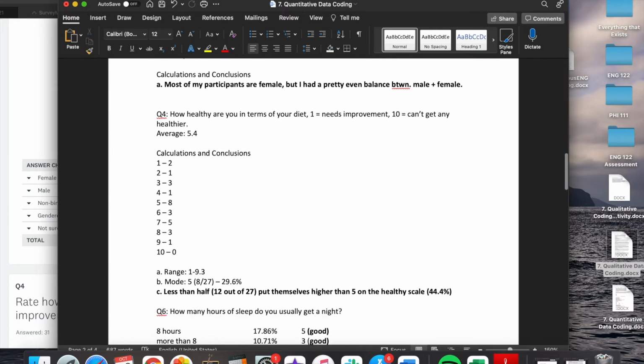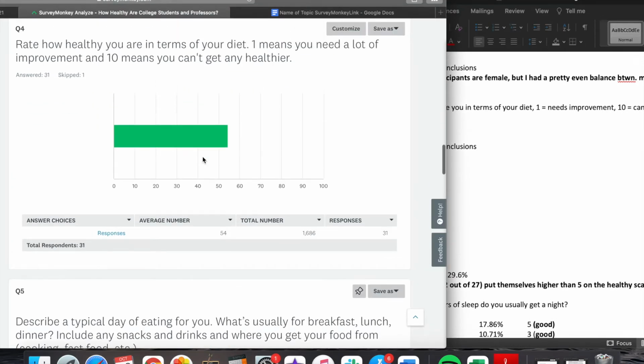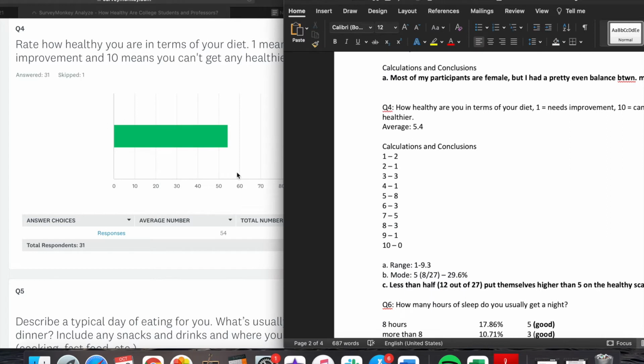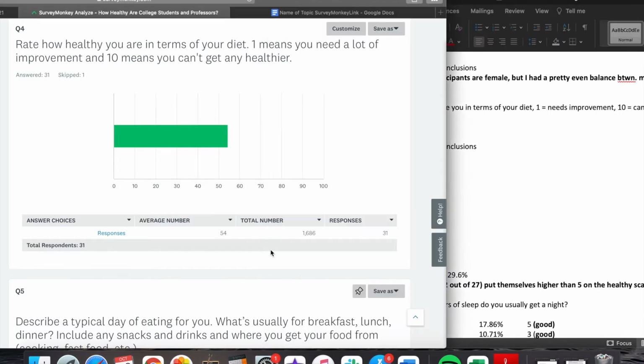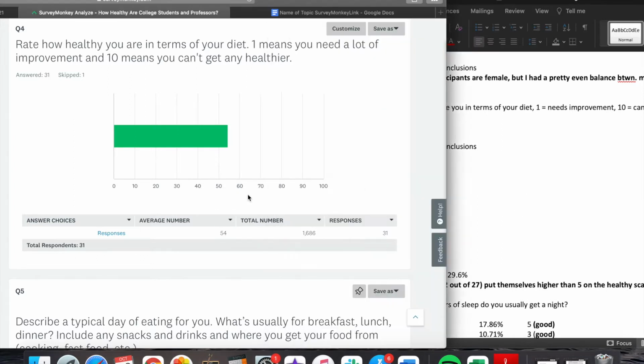Okay, so some questions are a little bit trickier. I mean, those are my demographics, right? So now I'm going to question 4. I have the average. It gives me the average of 5.4, so I write that down.